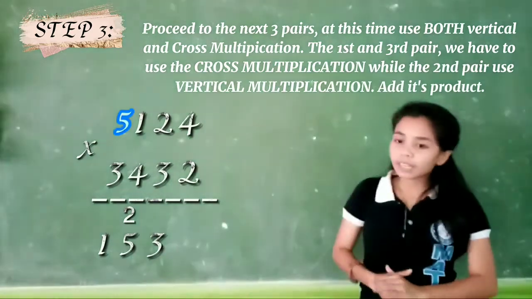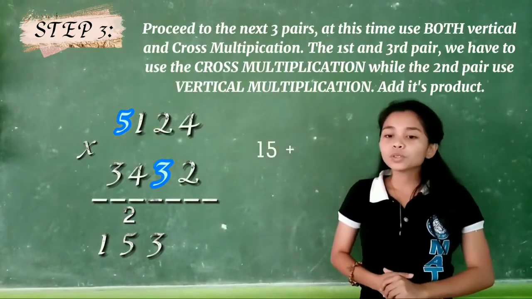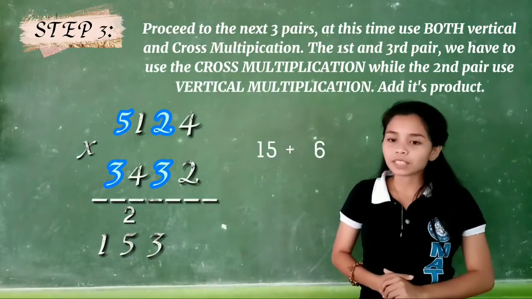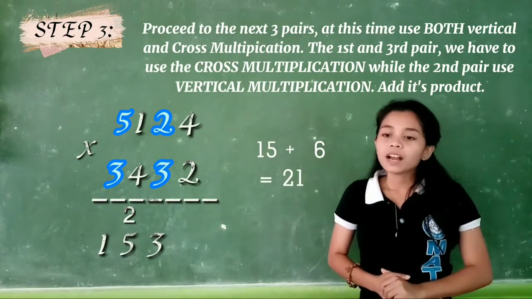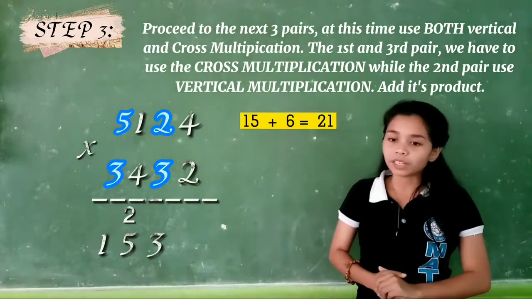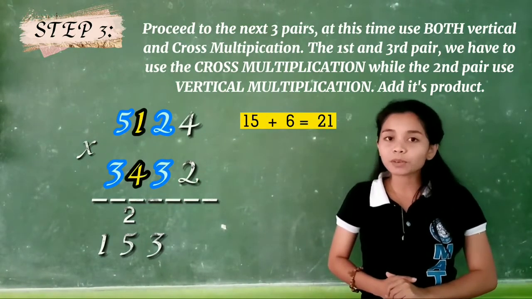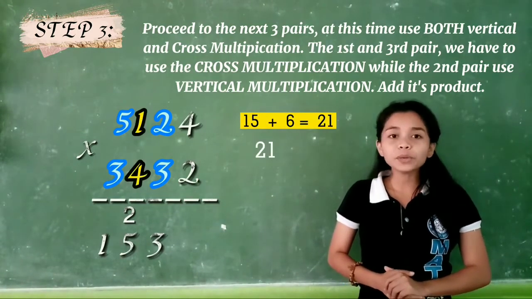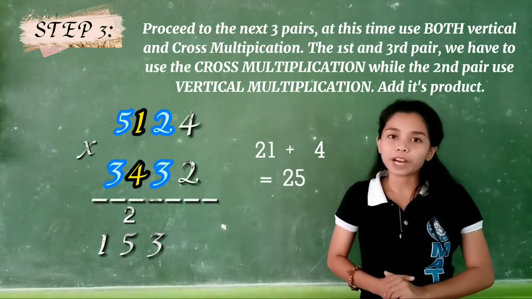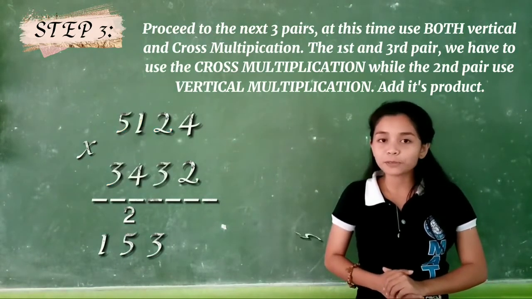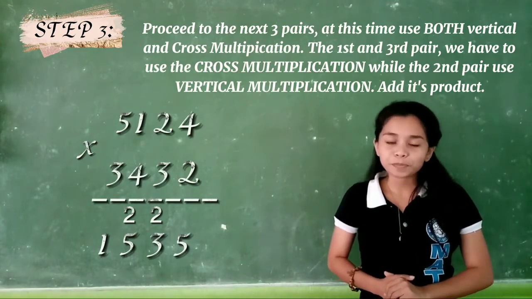So 5 times 3 is equal to 15. 2 times 3 is equal to 6. So 15 plus 6 is equal to 21. And then let's proceed to the second pair. 1 times 4 is equal to 4. So 21 plus 4, our answer will be 25. So let us again bring down the 5 and carry the 2.